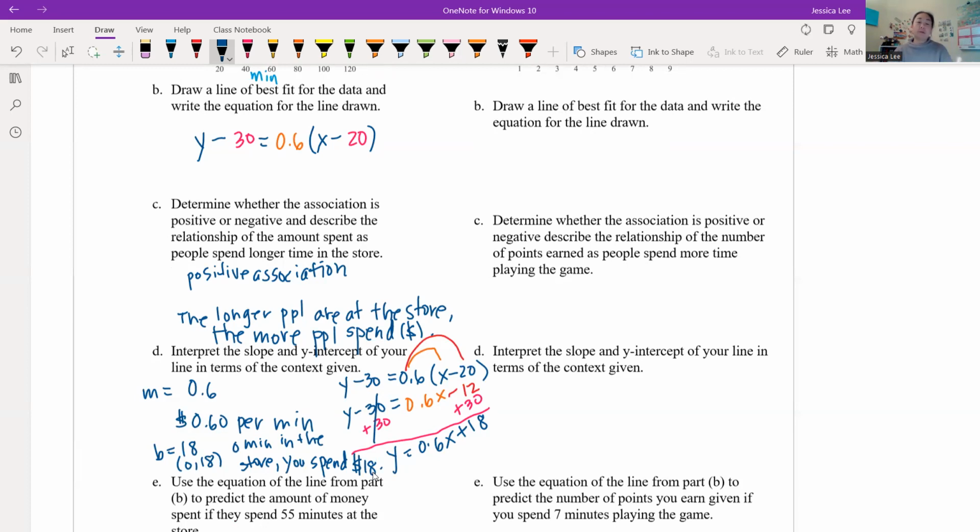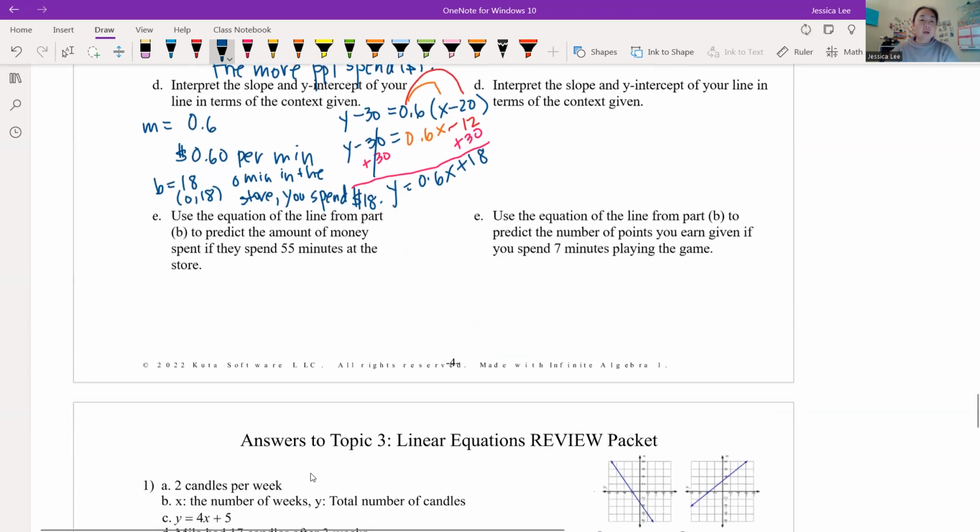You don't even spend any time. Maybe it's online shopping, who knows? If you spend 0 minutes in the store, you spend $18 from the get-go. Wow. Okay. So again, usually for scatter plots, the y-intercept usually does not have much meaning. It's usually the stuff in between that would have more meaning.